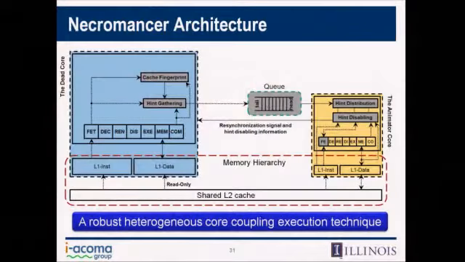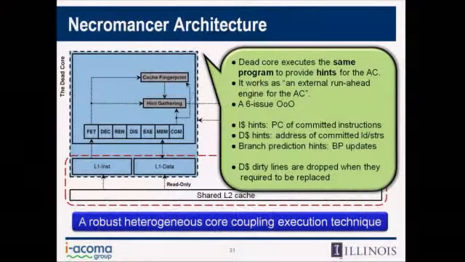Obviously, providing perfect hints is not possible, but we are trying to do our best to get close to this plot. So here is a little bit more detailed structure of Necromancer. On the left-hand side, we have the dead core, and on the right-hand side, we have the animator core. Most of the hints go through a queue in order to get transferred between these two cores, and the modules that we added to both these cores are highlighted in this figure. So we're going to start with describing the dead core, and we gradually go through the different structures here.